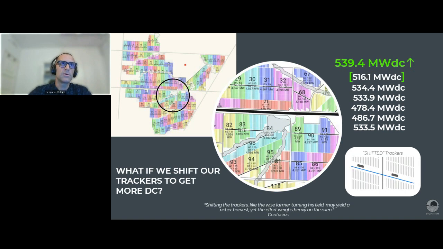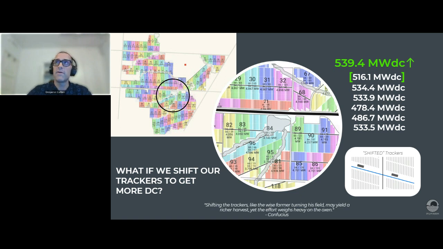Another study we can do, this is sort of our toolbox or toolkit of ideas to potentially add DC to the site when we find ourselves under, is shifting the trackers. Now, as Confucius knew, there's no free lunch here. It's likely to add a lot of cost to our projects. There's complexity both in the building of this. There may be complexity from the wind exposure. There may be a number of different pieces that add complexity to my project.